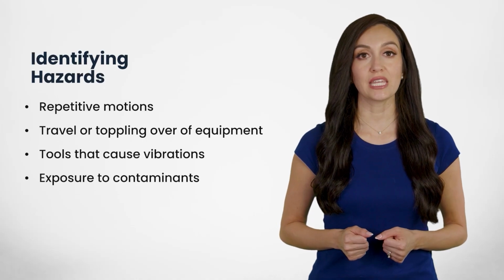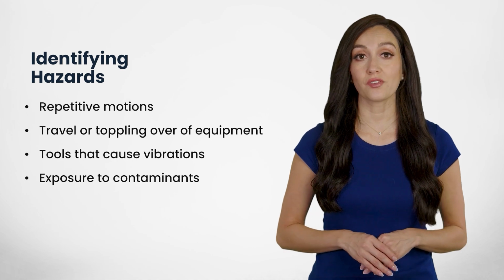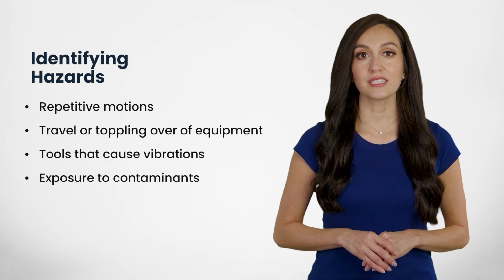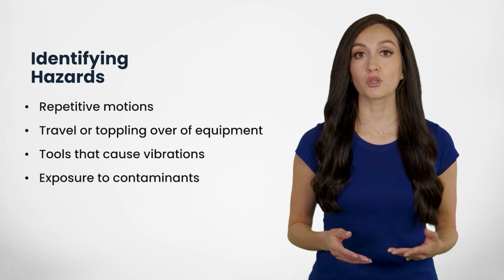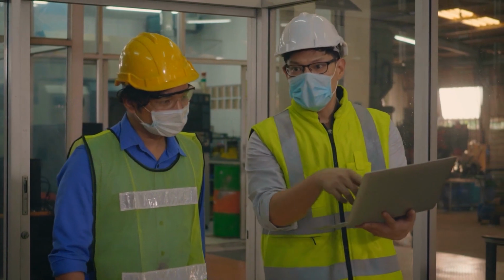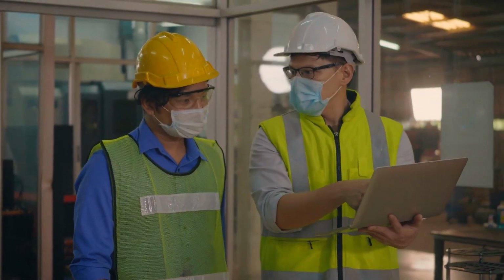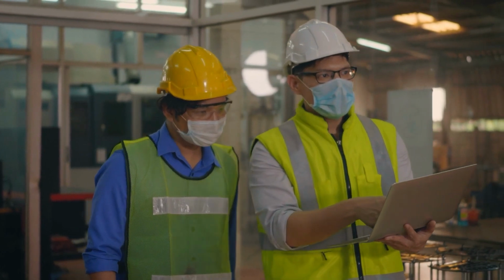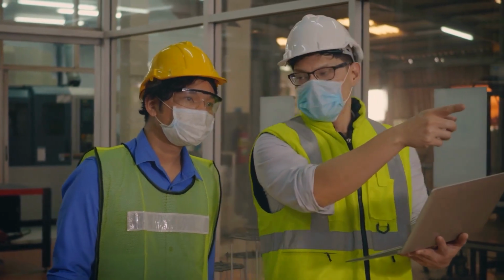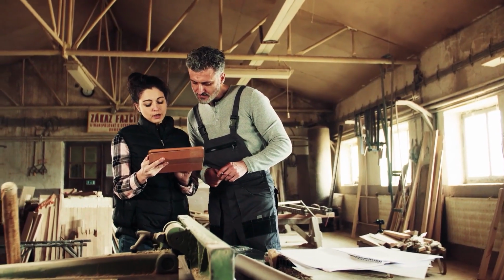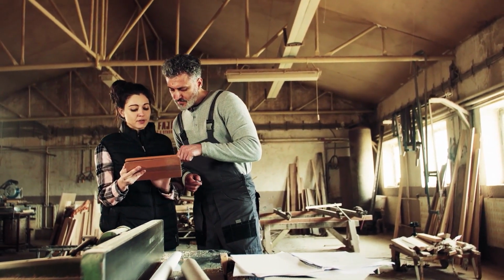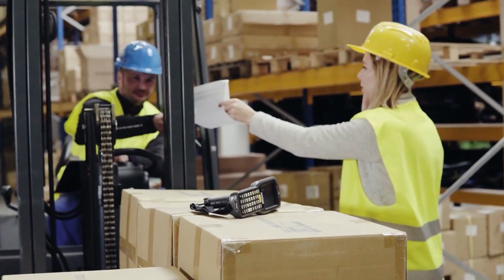Other considerations with machine and tool safety include identifying hazards from repetitive motions, travel or toppling over of equipment, tools that cause continuous or severe vibrations, exposure to contaminants from tool and equipment use, and so forth. You, your coworkers, and your employer should continuously work together to identify safer work practices and ways to minimize risk to yourself and others in your work environment. Remember, if a hazard can be identified, the potential incident can be predicted. And if an incident can be predicted, you can guard against injury or illness and be ready for emergency response.